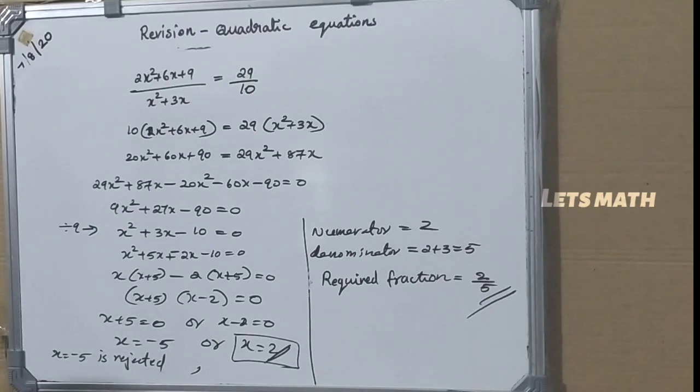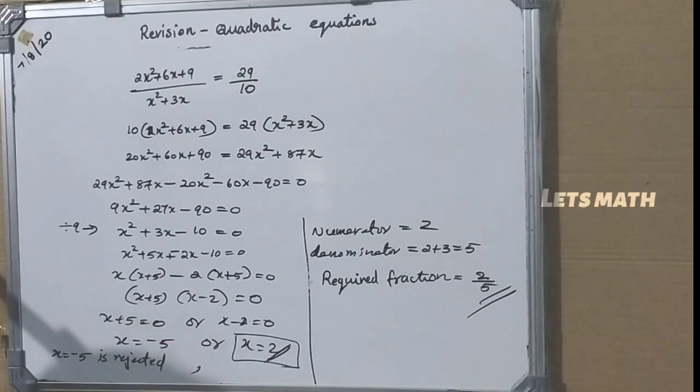So that 2 by 5 plus 5 by 2. If you find the sum of the fraction and its reciprocal, you can see that it is 29 by 10.